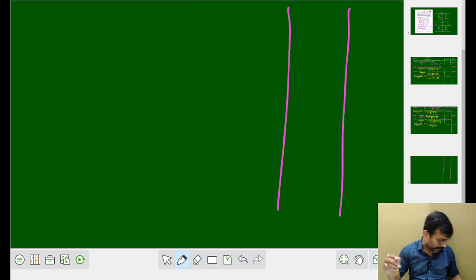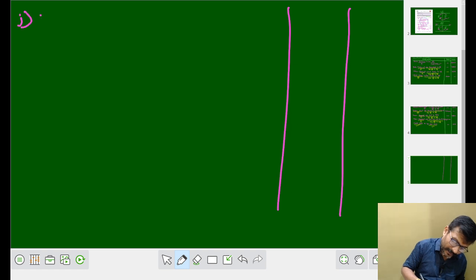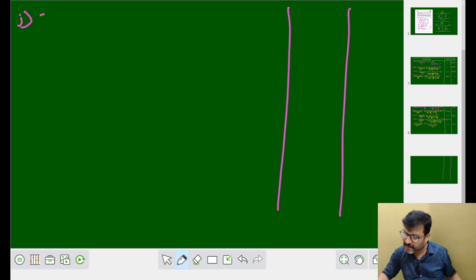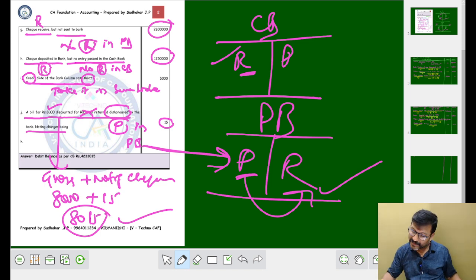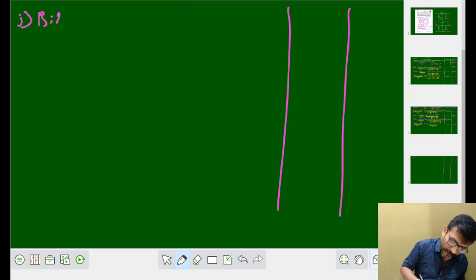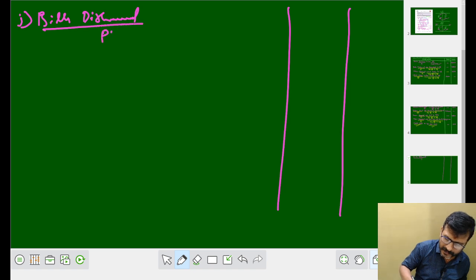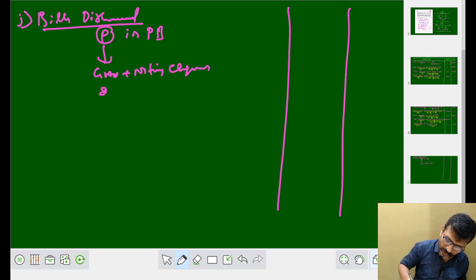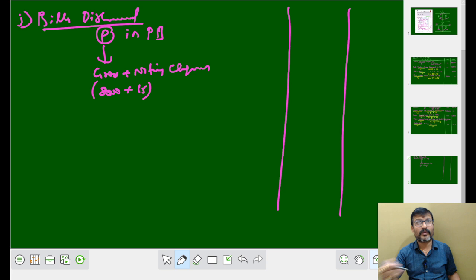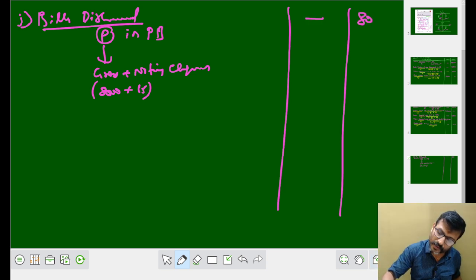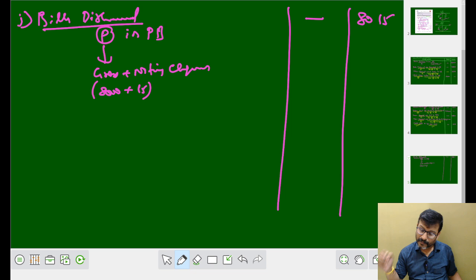See the last point, that is J point. It is bills dishonor or check dishonor? See once, bills dishonored. Means payment in passbook. What we have to take? We have to take the gross plus noting charges. Gross is 8,000. Noting charges is 15. Payment in passbook means debit in passbook. So we have to record it in credit side of the BRS.